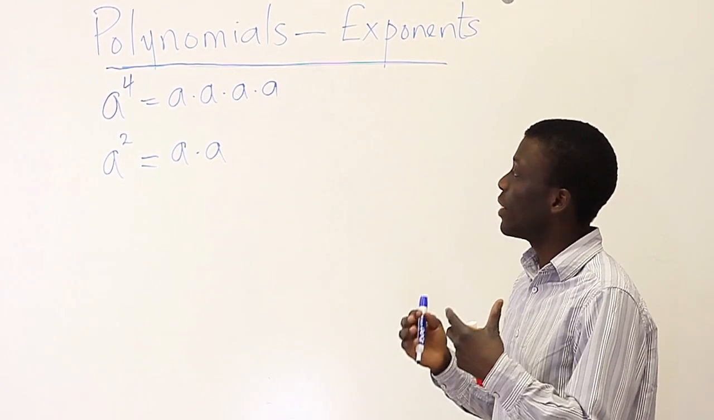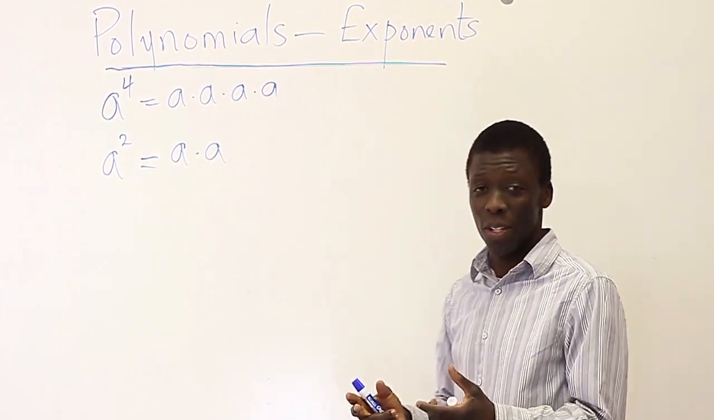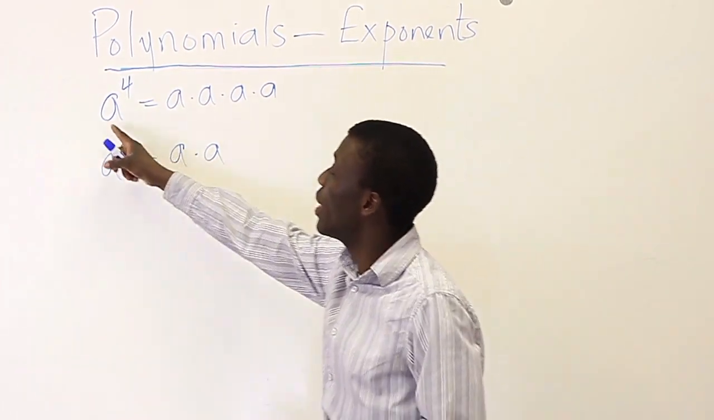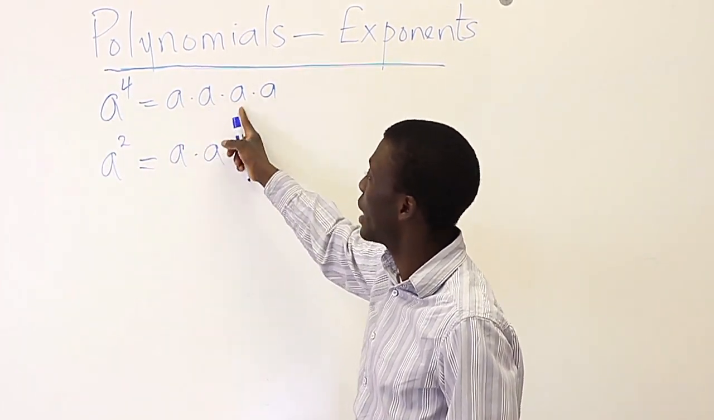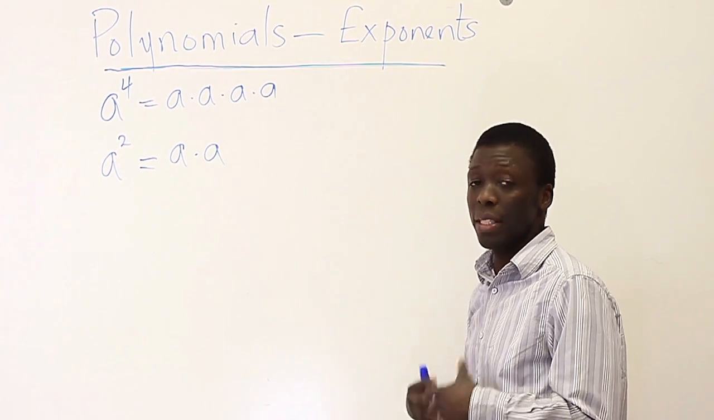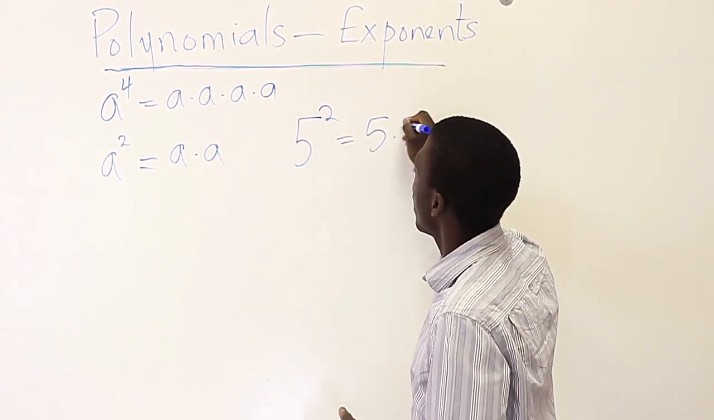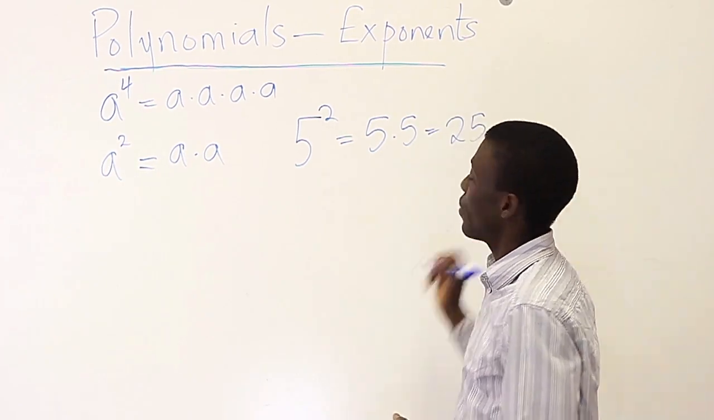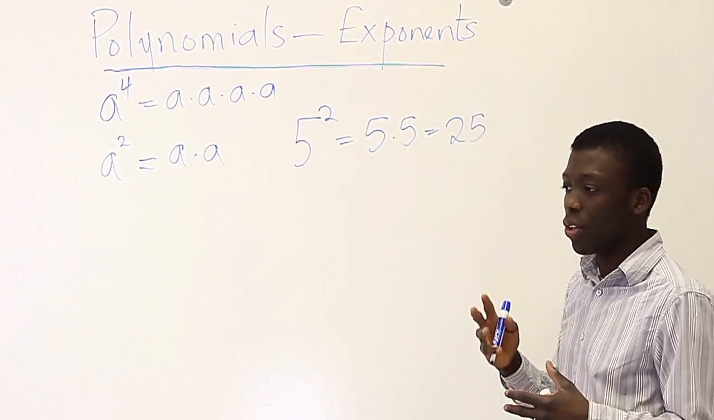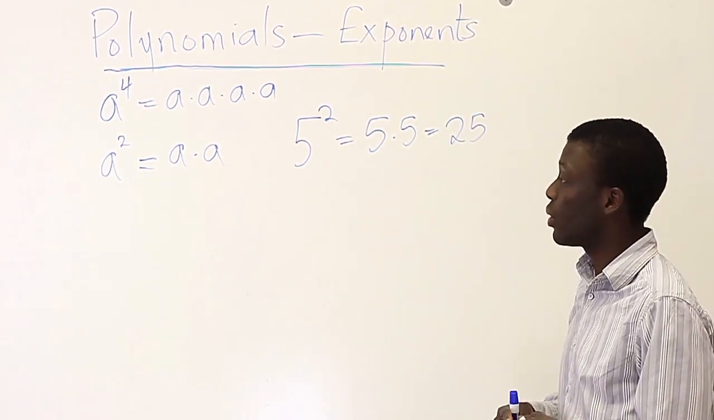So we're looking at two different terms here. The first one, a to the fourth power, can be written as a times a times a times a, and a squared is a times a. So if someone were to ask you what is 5 squared, it's the same thing as 5 times 5, which is 25. It's very important that you learn your squares and cubes and know how to use those.